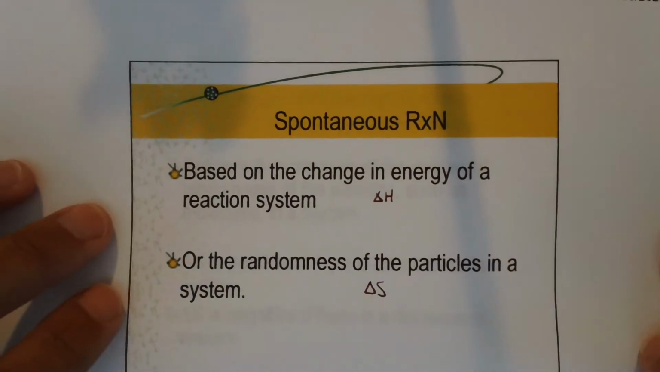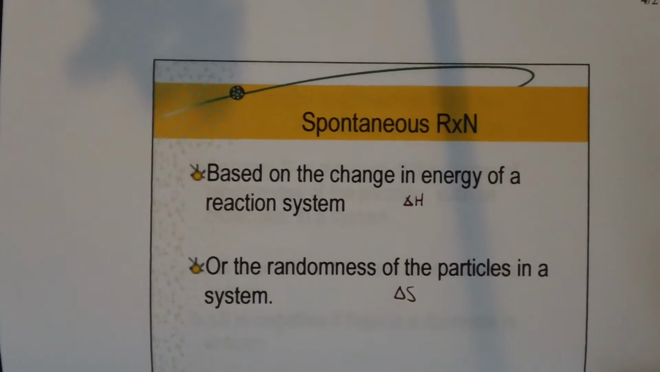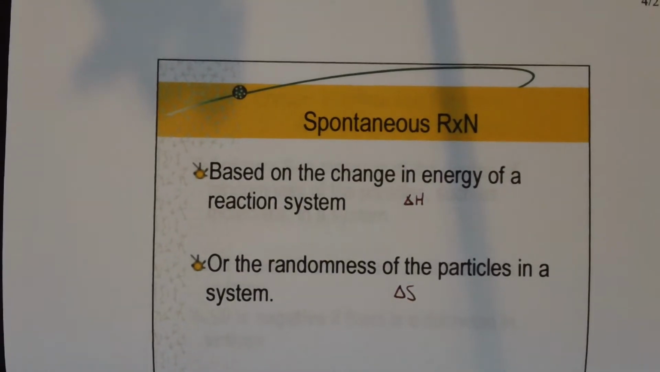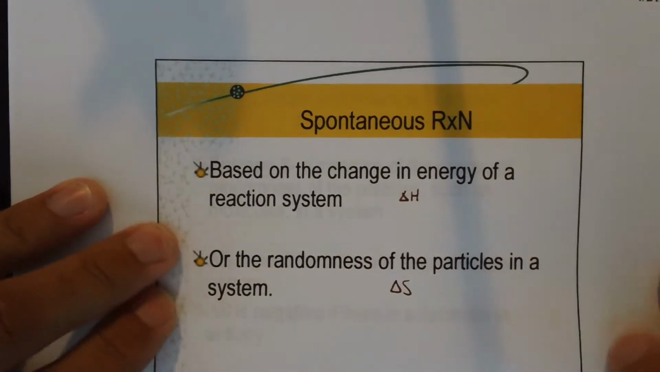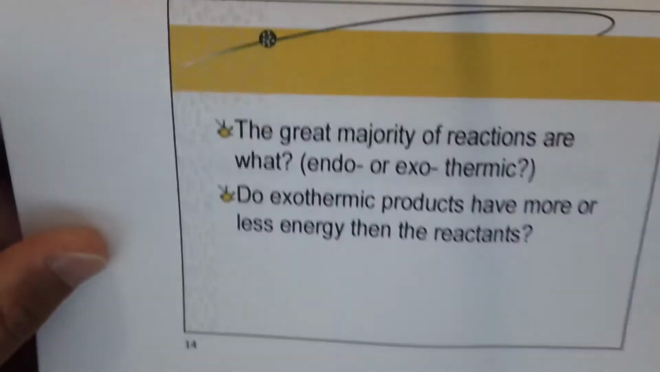So what state of matter has the most randomness? Solid, liquid, or gas? It would be gas, because those particles have the most ability to move. So we'll see entropy here in the next couple slides as well.